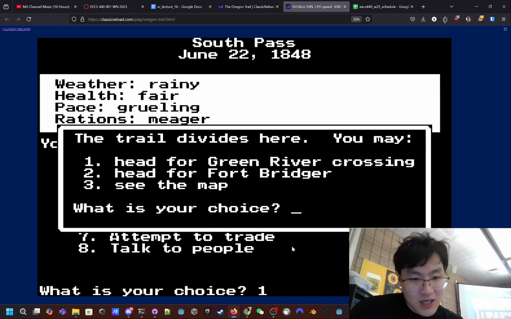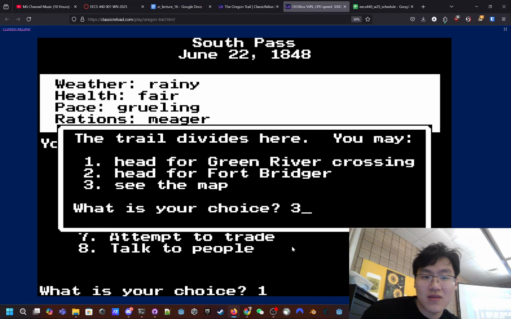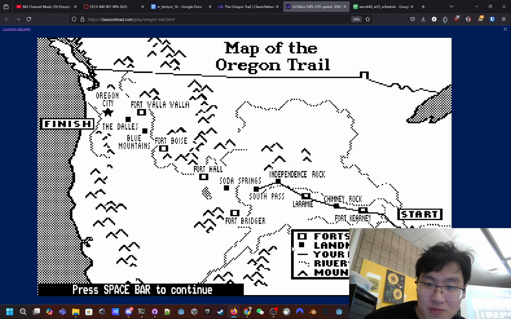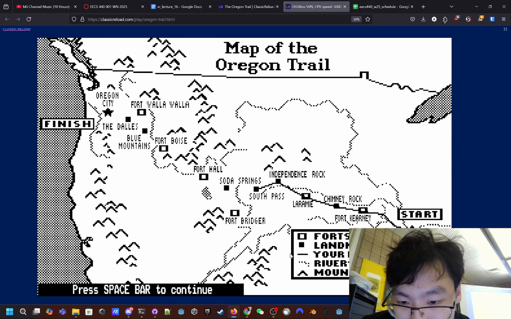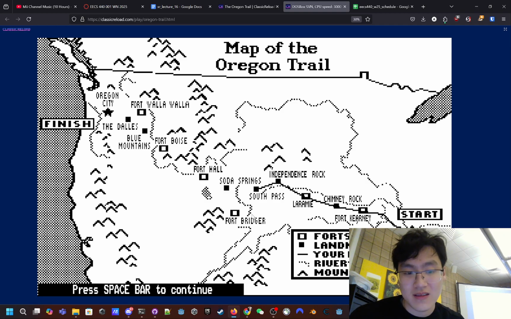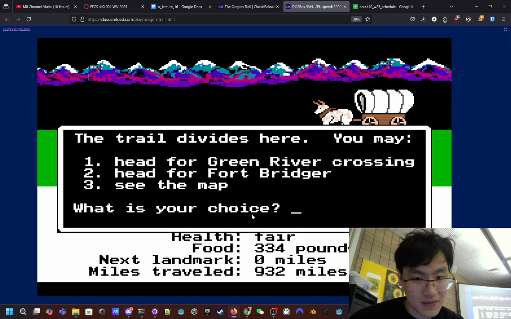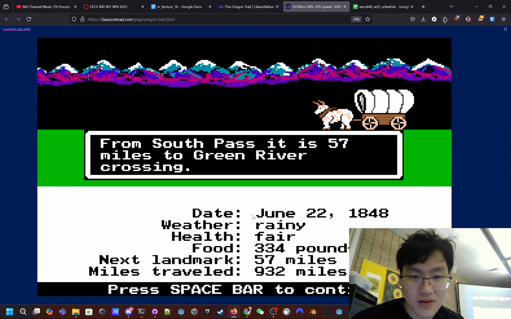Oh, let's see the map again. The trails divide here. Head to the Green River crossing and Fort Bridger. Where's Green River? Fort Bridger is here? It's kind of out of the way. Where is Green River crossing? I can't see. To the west, that's the river. This? Yep. Okay, so I guess we just head towards that then. Green River crossing.